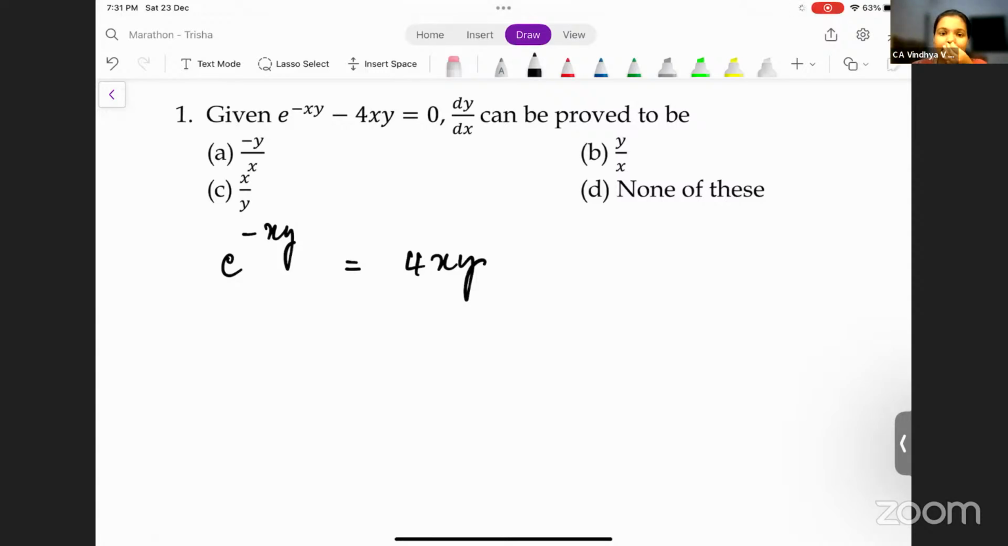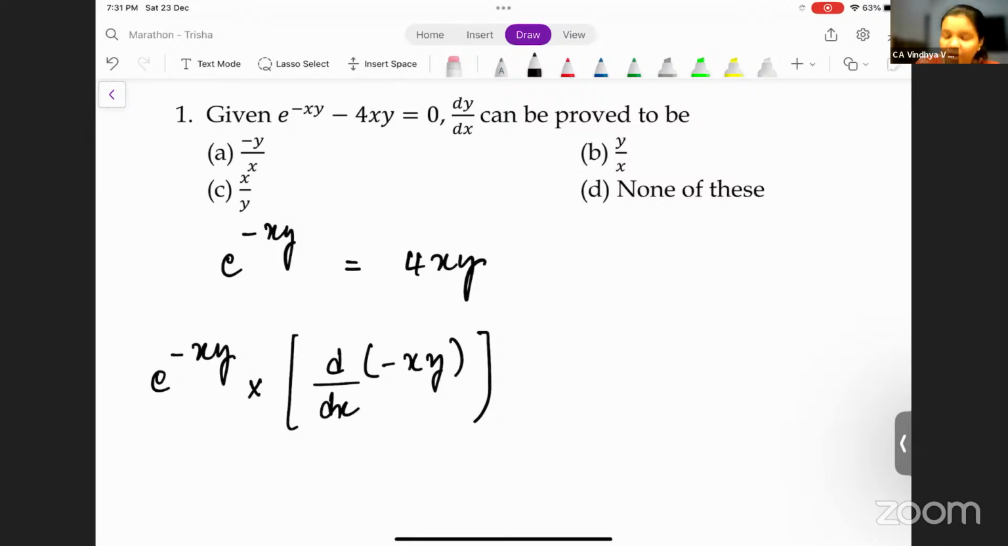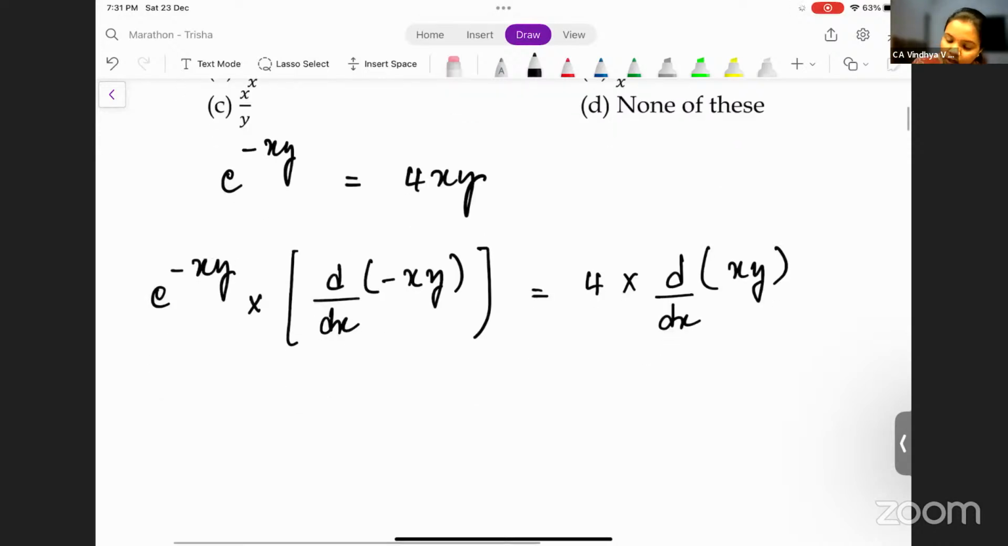Now what is the derivative of e power something? What is the derivative of e to the power x? It is e to the power x itself. Correct. So here e to the power minus xy will remain e to the power minus xy itself, into the derivative of minus xy, since in the place of x we have substituted minus xy. This is equal to 4 into d by dx of xy.